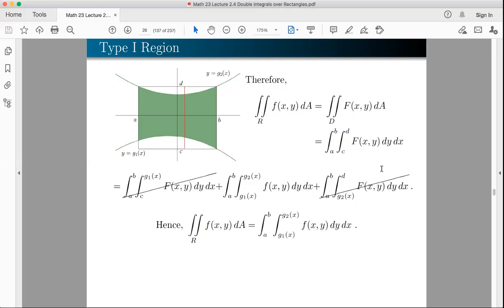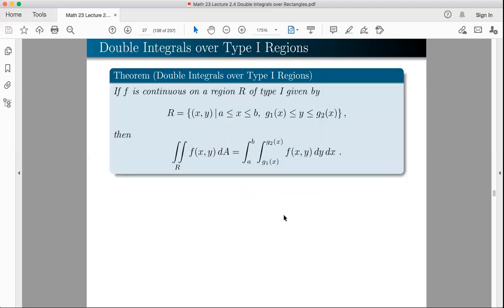Okay, so in this iterated integral on the right, the bounds on x are a and b. The bounds for y: the lower limit will be the function below, and the upper limit is the function above. So we cite this as a theorem. The double integral of f of (x, y) dA over the region R, which is of type 1, is equal to the integral from a to b of the integral from g sub 1 of x to g sub 2 of x of f of (x, y) dy dx.